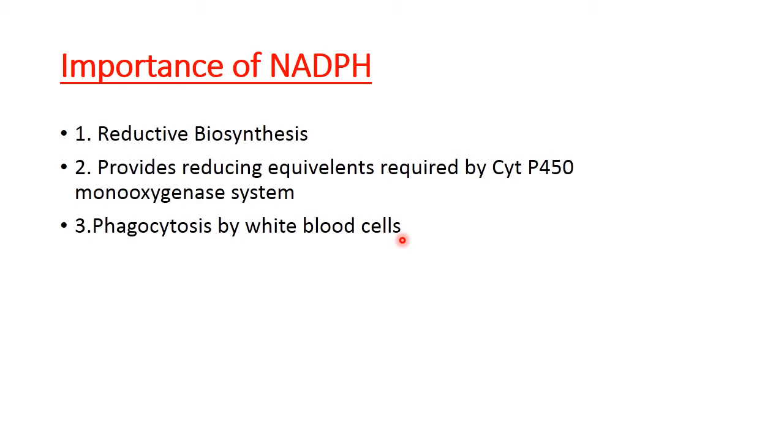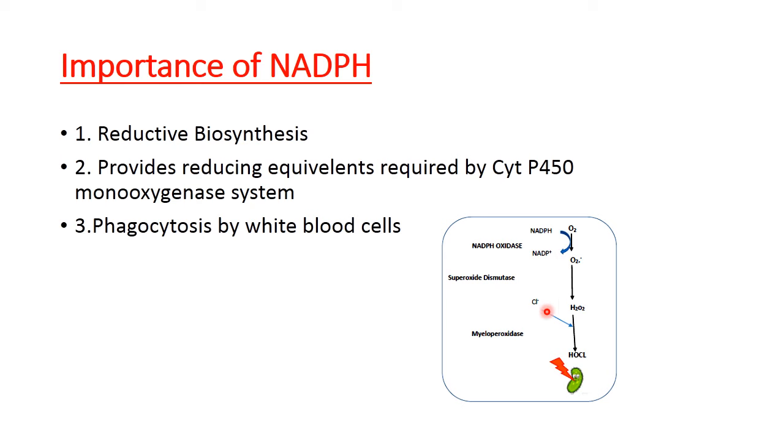Phagocytosis of white blood cells. The white blood cells that phagocytose the bacteria kill the bacteria by two mechanisms. One is the oxidant dependent mechanism, another one is the oxidant independent mechanism. NADPH is essential for the oxidant dependent system.